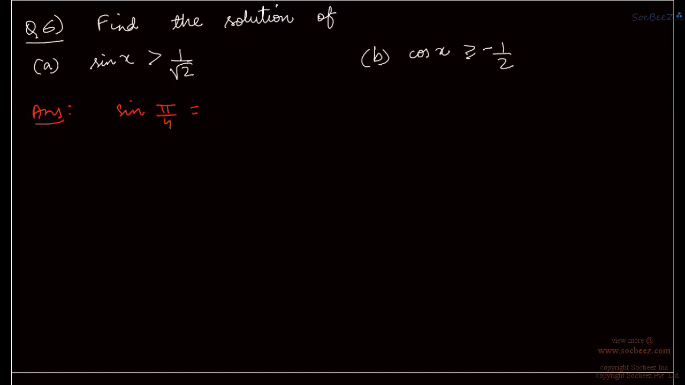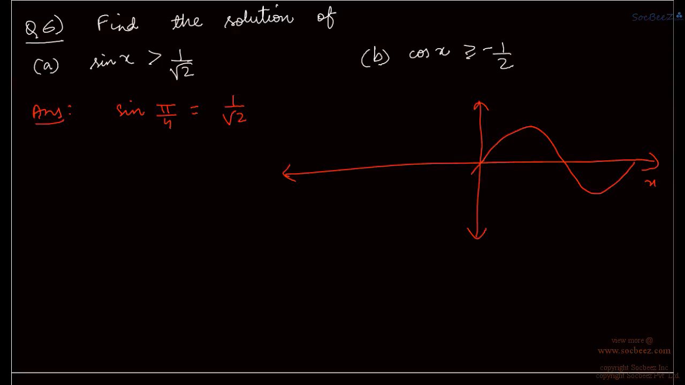So 1 by root 2 is nothing but sine of pi by 4, right? So when I draw the graph of sin x, on the x-axis I have the argument x, and on the y-axis I have sin x. Okay, I will not draw only sin x. I'll have to draw the constant sin pi by 4 also, which is 1 by root 2. So first of all, let me draw sin x. This is one side, this is the other side. I'll just restrict it to 0 to 2 pi. This is 0, this is 2 pi.